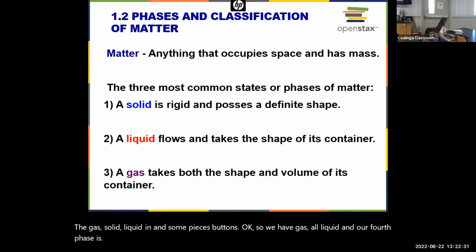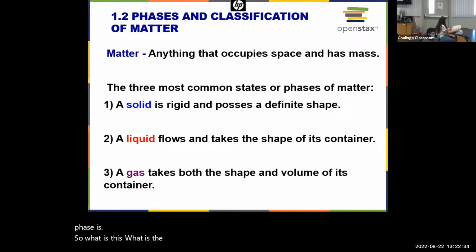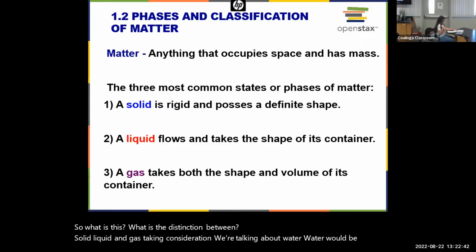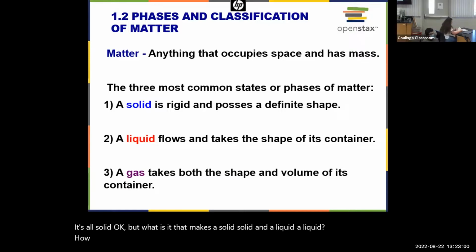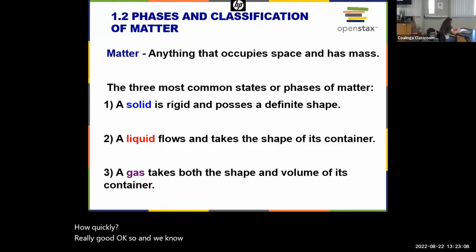Okay, so what is the distinction between solid, liquid, and gas? Take into consideration we're talking about water. Water would be which phase? Liquid. How does that differ from ice? Solid. Ice is a solid, okay? But what is it that makes a solid solid and a liquid a liquid? How quickly the particles can move. That's actually really good, yeah. Good answer. Okay, and we know that we have a gas, right?